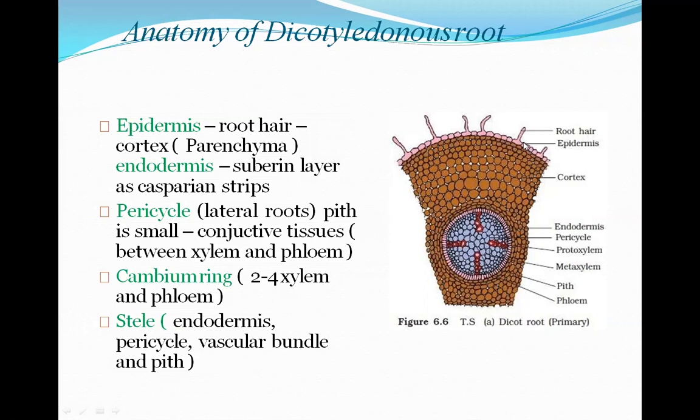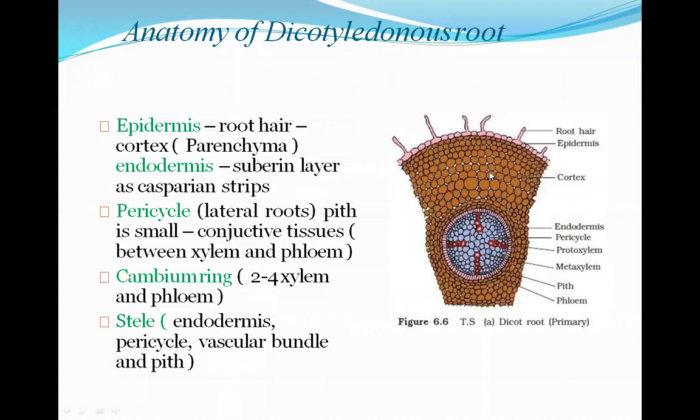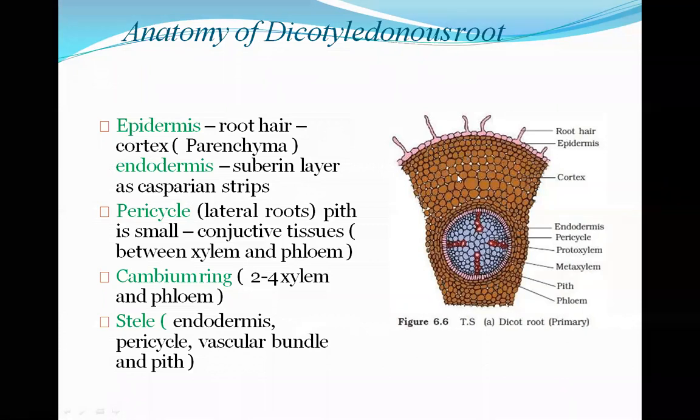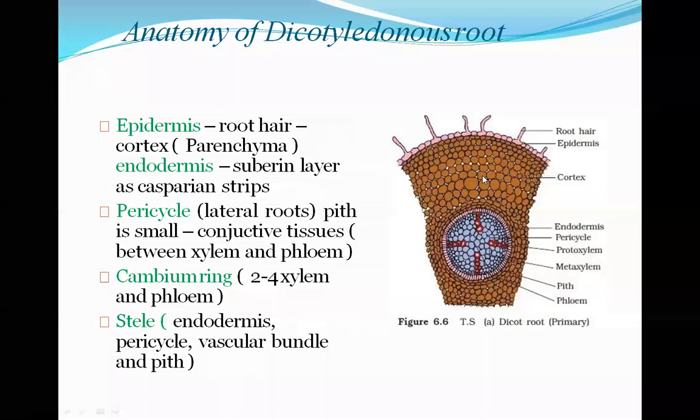Along with that, the next region you can see here where I'm pointing the cursor, all of this is the cortex. This all is the cortex region. This cortex region is made up of the parenchyma cells. These parenchyma cells have the function to do photosynthesis, and they are also responsible for storing the food particles or the food materials, right?